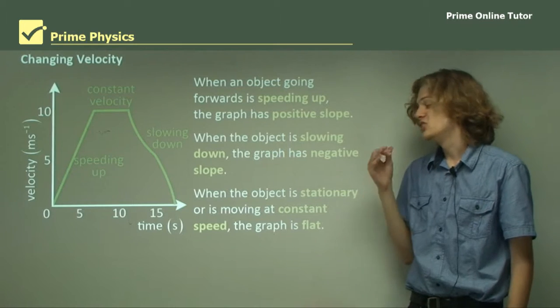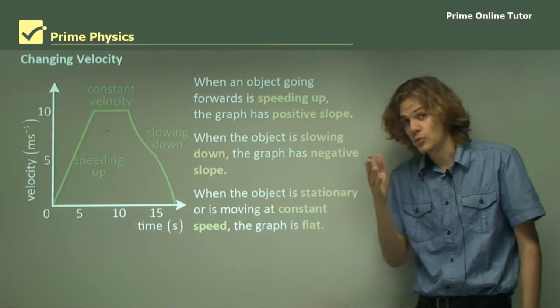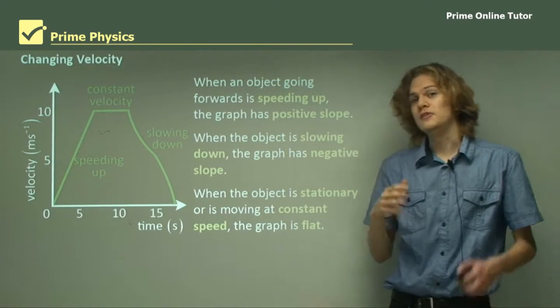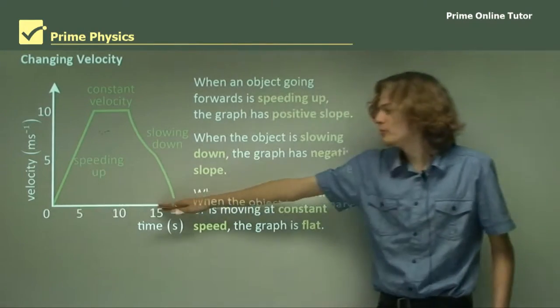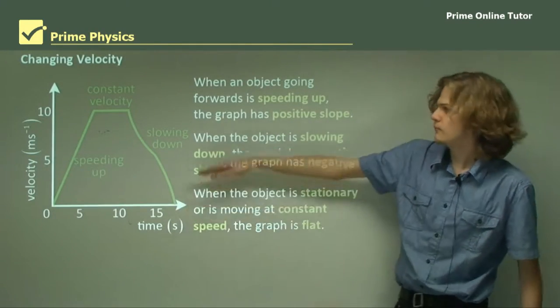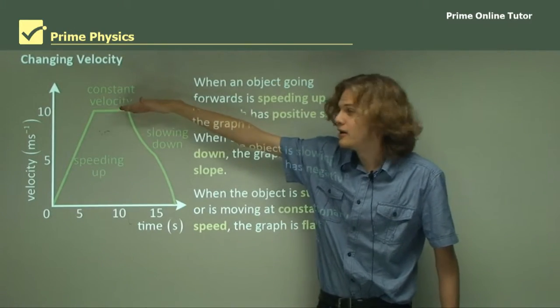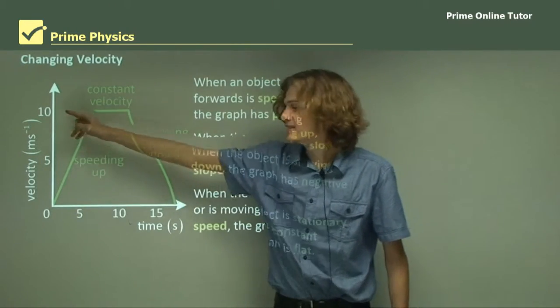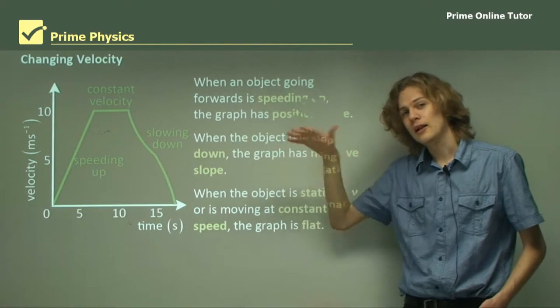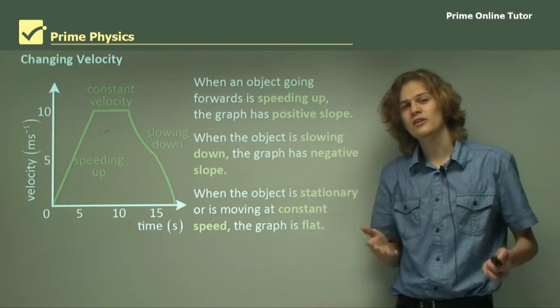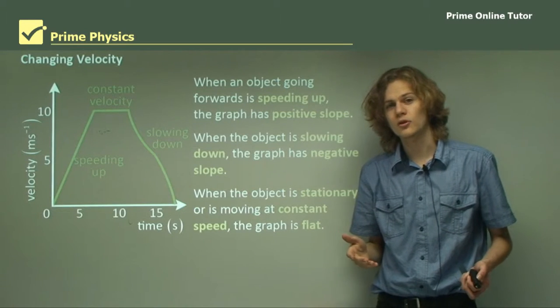When the object is stationary, or if it's moving at a constant speed, its graph is flat. So if the line were to just lie across here, it would be an object that's not moving at all. If it's flat but it's all the way up here, the object must be moving at 10 meters per second. So unlike displacement time graphs, a flat line can still indicate a moving object on a velocity time graph.